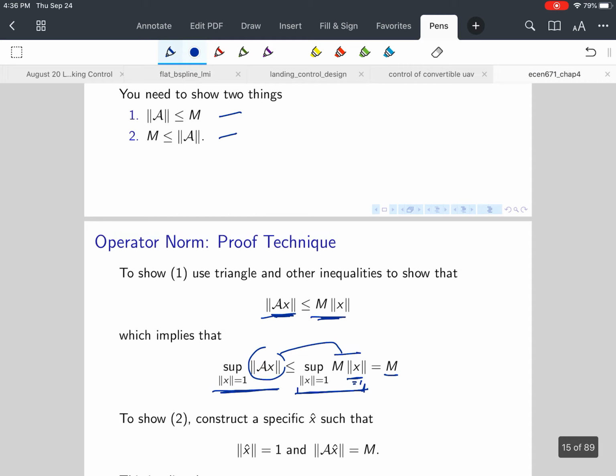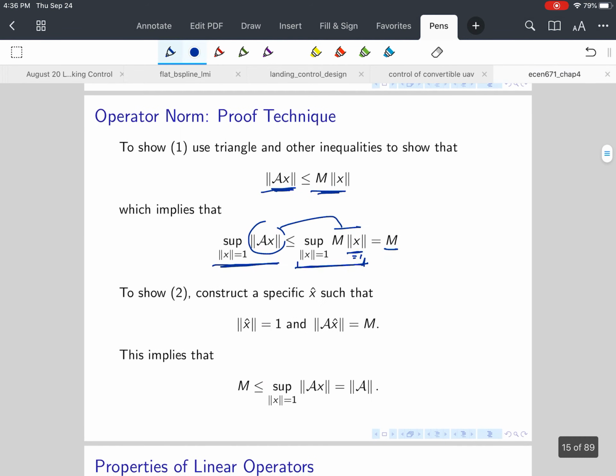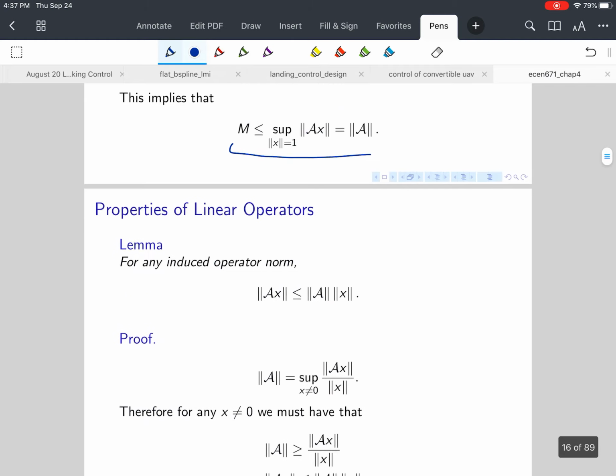And now, of course, since we're taking the supremum when the norm is always equal to 1, that's just equal to M. And then to show number two, that M is less than or equal to the norm of the operator, we want to construct a specific x hat that has unit length and that achieves that value. And that implies that M is less than or equal to the supremum over all possible values. And so we've shown that in fact the norm is equal to that value.